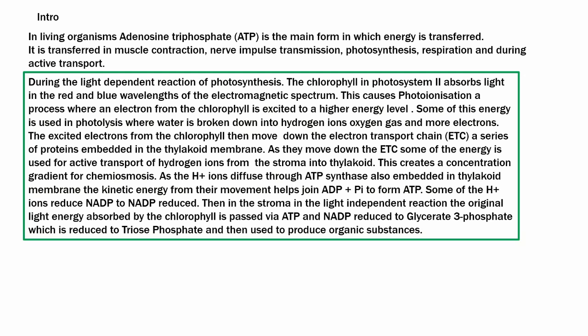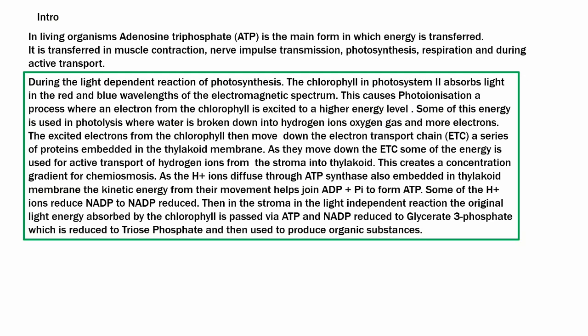During the light-dependent reaction of photosynthesis, the chlorophyll in photosystem 2 absorbs light in the red and blue wavelengths of the electromagnetic spectrum. This causes photoionization, a process where an electron from the chlorophyll is excited to a higher energy level. Some of this energy is used in photolysis, where water is broken into hydrogen ions, oxygen gas, and more electrons. The excited electrons from the chlorophyll then move down the electron transport chain via a series of redox reactions, I could have put that there, involving proteins embedded in the thylakoid membrane.